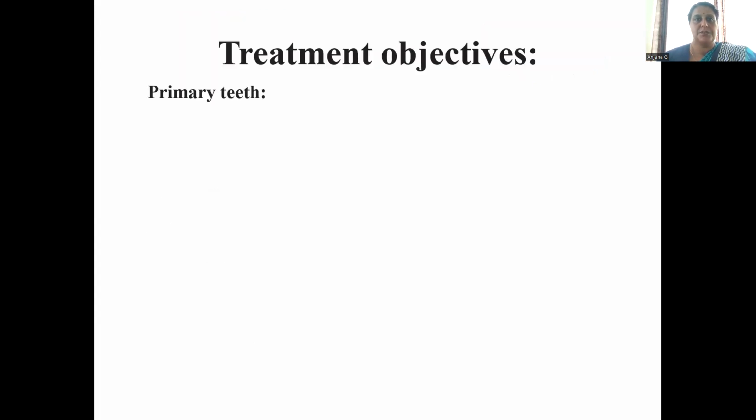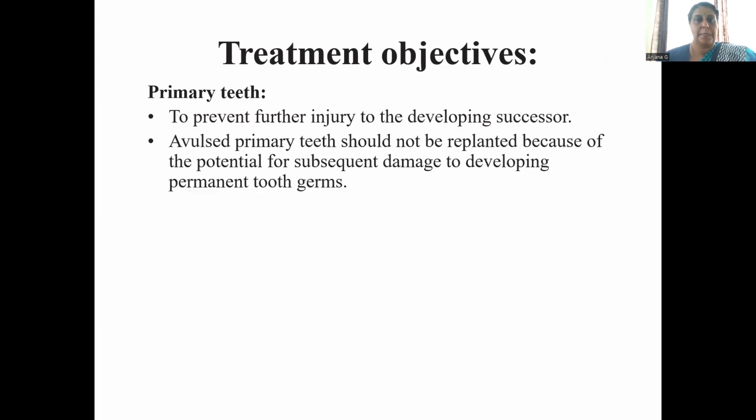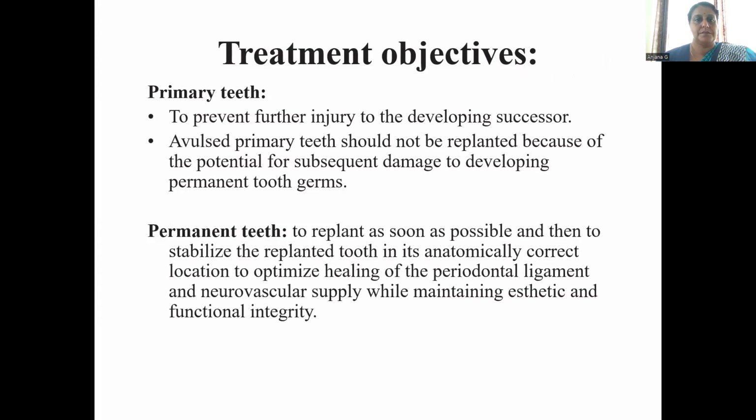Treatment objective is to prevent further injury to the developing successor. Avulsed primary teeth should not be replanted because of the potential for subsequent damage to the developing permanent tooth germs. There can be infection, there can be ankylosis. So avulsed primary teeth usually are not replanted.